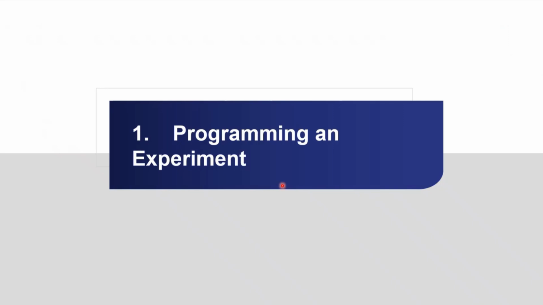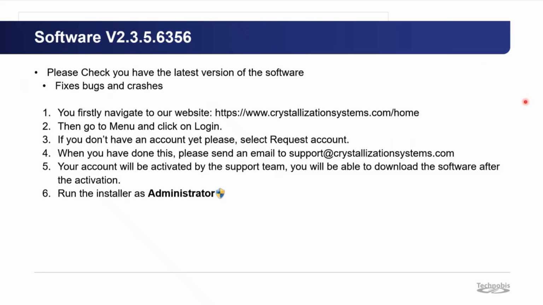So, programming an experiment. At the start, I want to just highlight checking that you have the latest version of the software. This is version 2.3.5.6356. This will ensure that you are removing any bugs or potential crashes in previous versions of the software. This can be done, as outlined in the slide, by going through crystallizationsystems.com, going to the menu and logging in, and then downloading the latest version. If you do not have an account, you can request one by sending an email to support@crystallizationsystems.com.